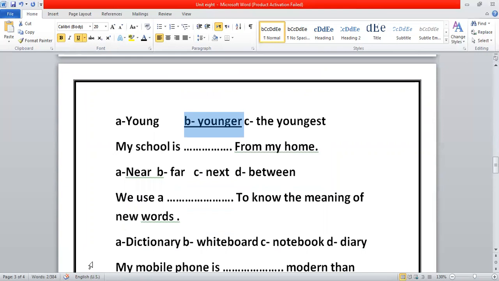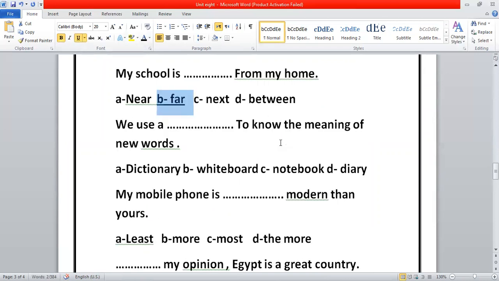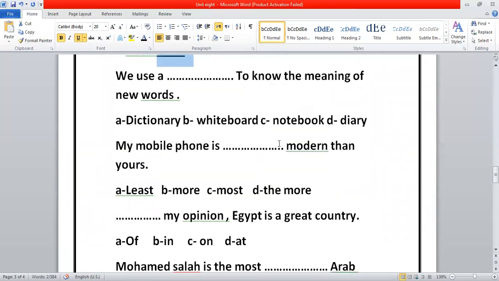My school is far from my home. Near from, far from, next from, between from. What is the right answer? Yes, the right answer, far. The common one: we use a dictionary to know the meaning of new words. What is the right answer? I'll give you 1 minute to try to answer.